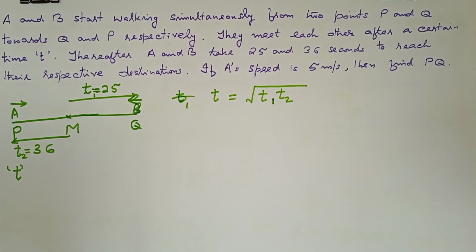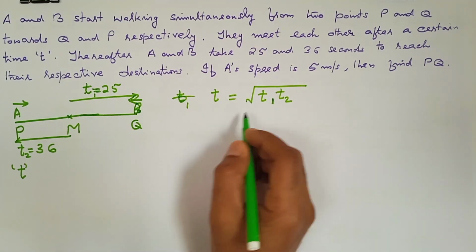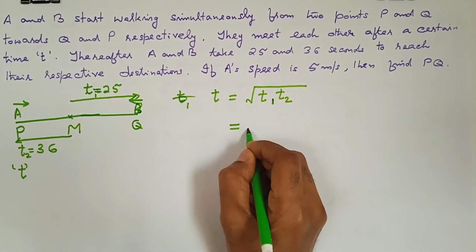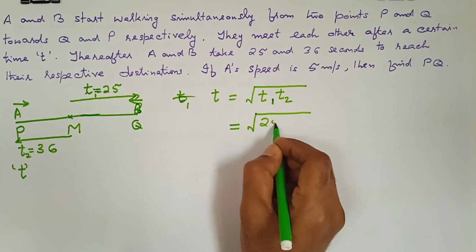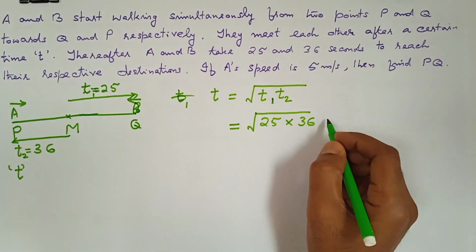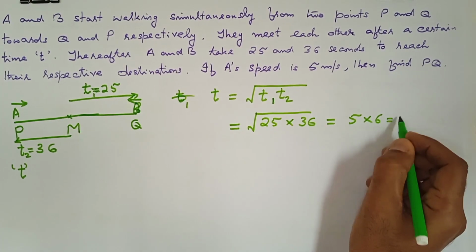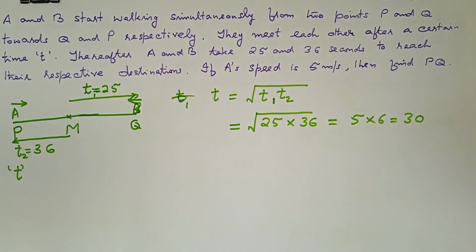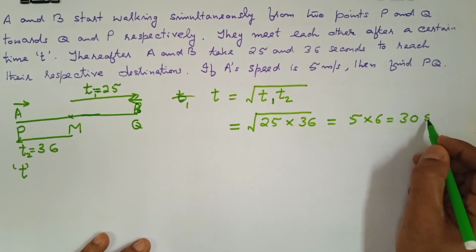You can easily derive this formula, but I'm skipping it because normally in competitive exams, they don't expect us to derive anything. But how to use some standard results to solve the problem faster is what we should be more focused on. Now, using this simple formula, we can easily find T, because T1 is given to be 25, the other one is 36. On simplification, you will get 5 into 6, which is 30. What does that indicate? A and B meet at M after 30 seconds.